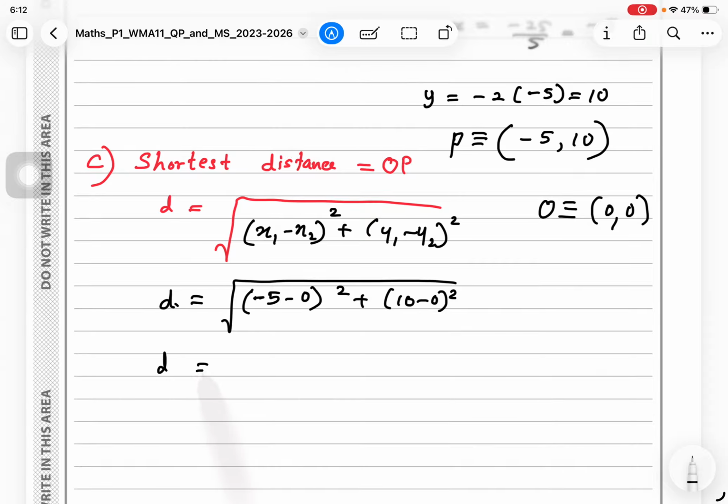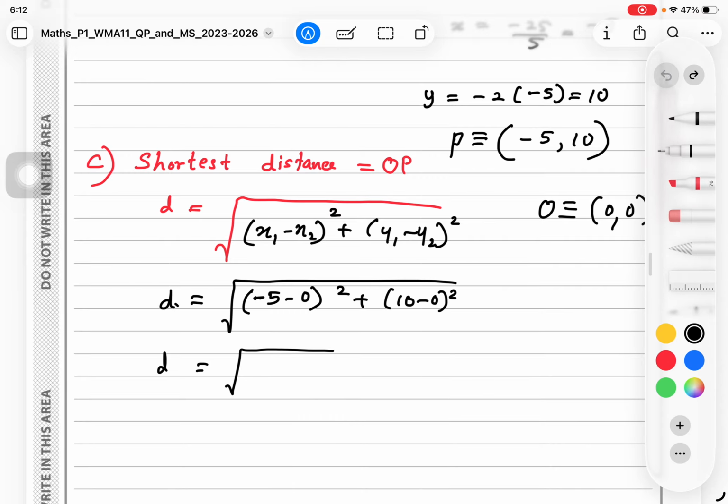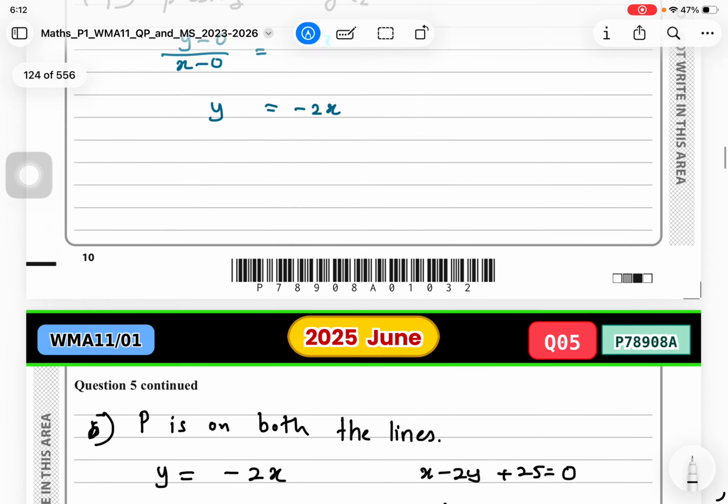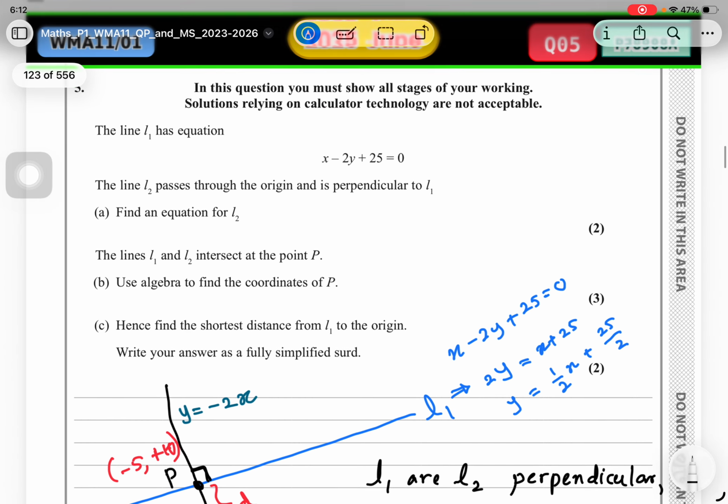So we can straight away get the answer with the calculator, because it's -5 squared, which is 25, plus 100, and the answer is going to be 5 root 5. So this is the shortest distance. If you want, we can write the word units as well, but not necessary for this one, since they don't give us any other information. Yeah, that fully answers this, and they need a fully simplified surd.